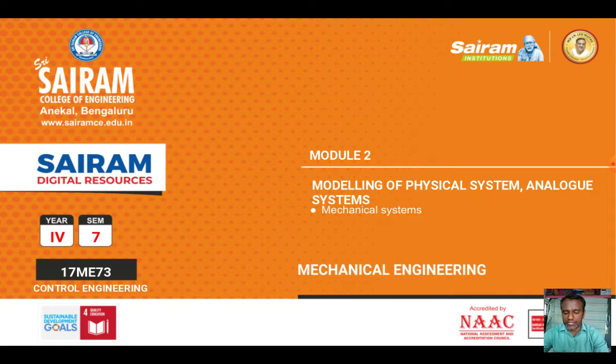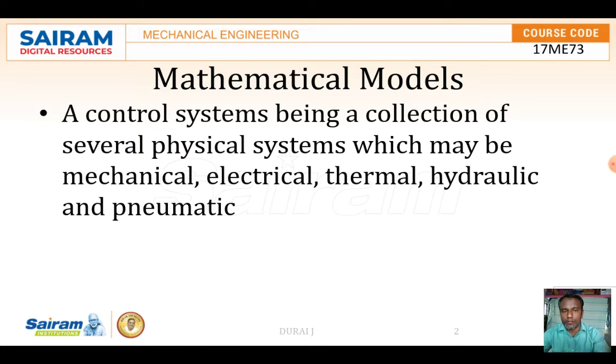So what is a physical system? The idealized representation of a physical system is called a physical model. Okay, and also here we are going to discuss mathematical models. So what is a mathematical model? The process of obtaining the desired mathematical description of the system is called a mathematical model.